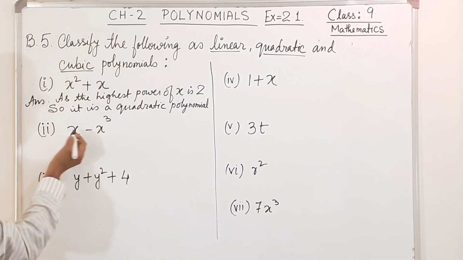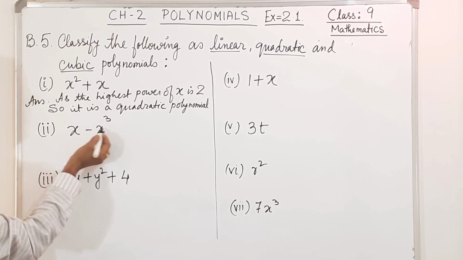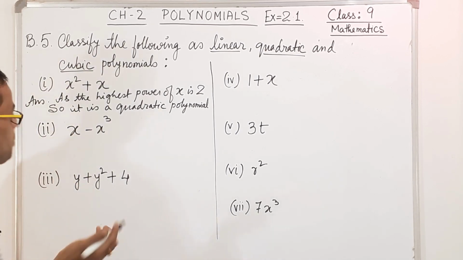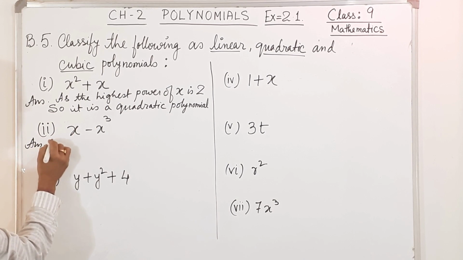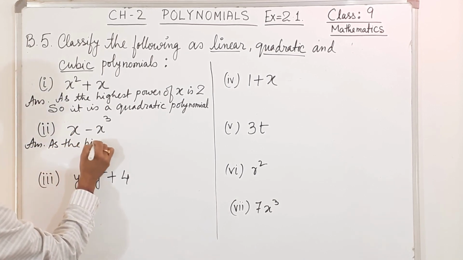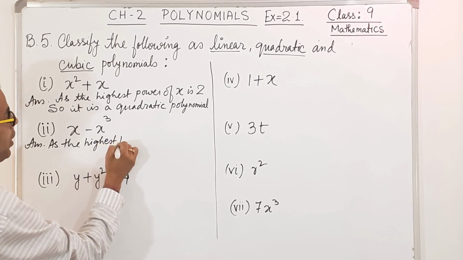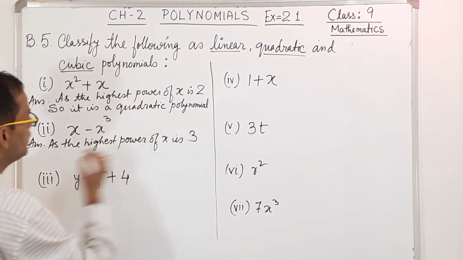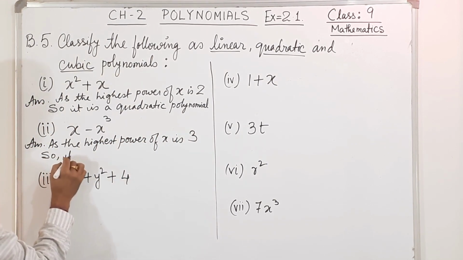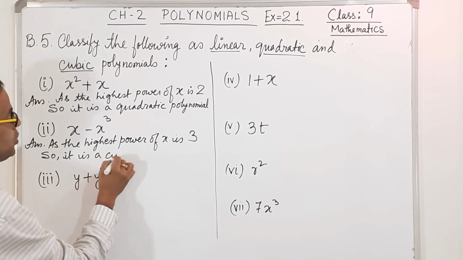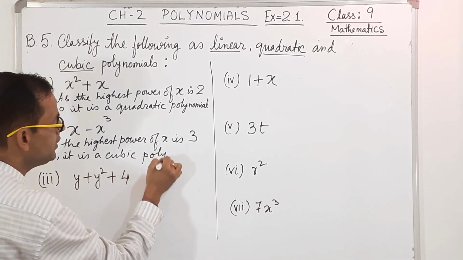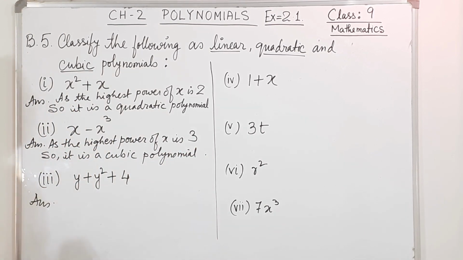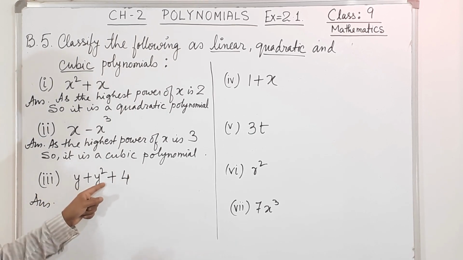Now next, what is the highest power here? x minus x cube. So x means x to the power 1, x cube means power is 3, highest is power 3. So how I will write? As the highest power of x is 3, so it is a cubic polynomial. See, very easy sum.